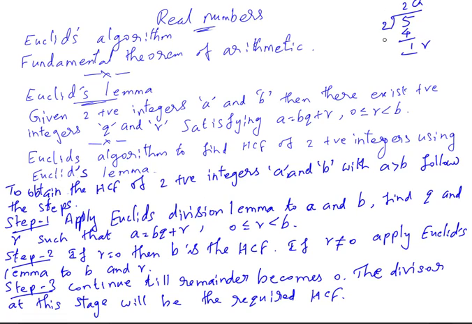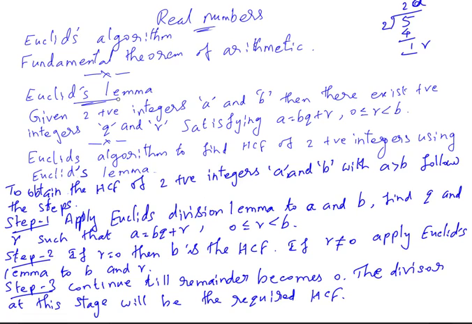This is a very well known fact of division, which we have discussed in lower classes itself. The dividend can be obtained by multiplying the divisor and the quotient and adding the remainder. That means 5 equals 2 times 2 plus 1. Divisor into quotient plus remainder is the dividend. This basic fact we are using for getting Euclid's lemma.